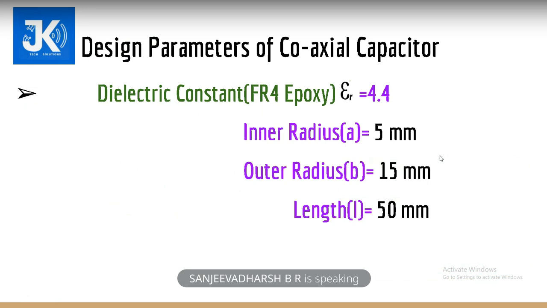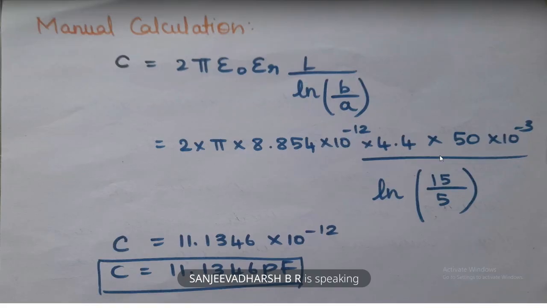Next, we need to know the design parameters of the coaxial capacitor. The dielectric constant for epoxy is 4.4. In this video I have taken the dielectric as FR4 epoxy, the inner radius of the cylinder A is equal to 5 mm, the outer radius B is equal to 15 millimeter, and the length of the cylinder is 50 millimeter. These are all the design parameters we have considered for designing a coaxial capacitor.